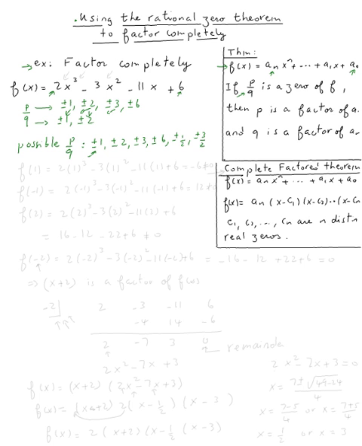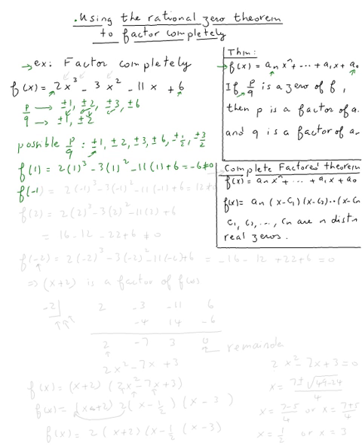So let's plug in 1. F of 1 will be equal to 2 times 1 cubed minus 3 times 1 squared minus 11 times 1 plus 6. If we add all that stuff, 2 minus 3, it's going to be minus 6, which is not equal to 0, so we can't use it.